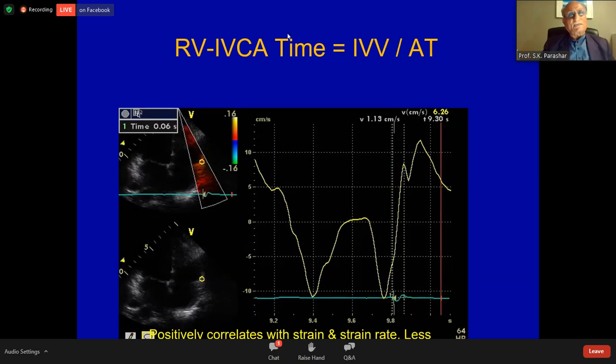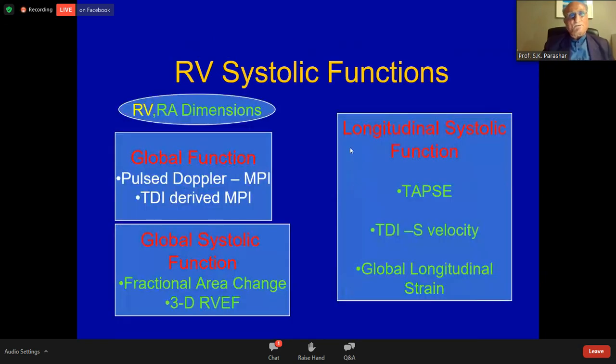This we used to do many years back when we were doing tissue Doppler by the right ventricular isovolumic contraction acceleration time, but it is now becoming a bit doubtful, though it may still be done in some centers. We will not go into it.